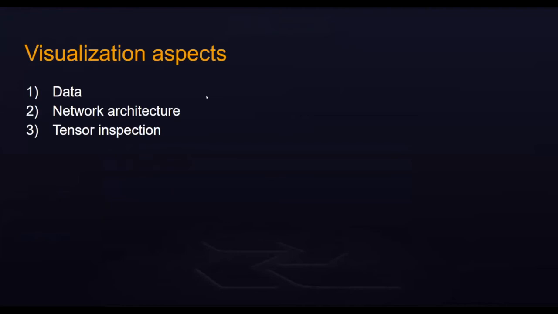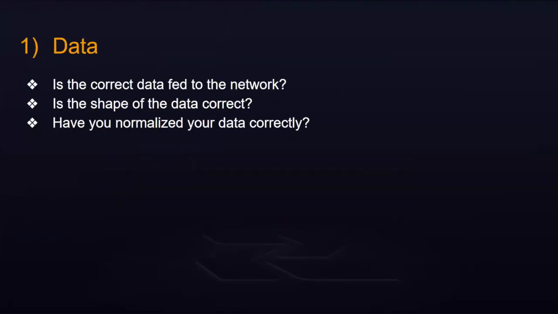Hi everybody. As Patrick said, I'm going to talk about how we can learn from visualization, and I divided the aspects into 3 categories: data, network architecture, and tensor inspection. I'll start with analyzing the data. As we all know, data is very important in deep learning applications, and we should make sure that we are feeding the correct data to the network to get the correct output. There are several aspects of the data that we need to care about: the shape of the data and the pre-processing that we are doing, and we need to make sure that the network is seeing the correct data.